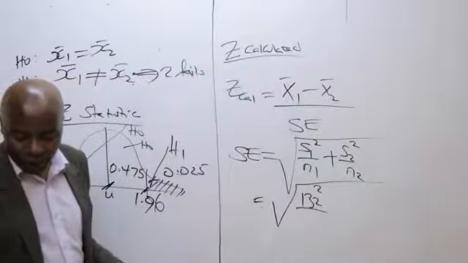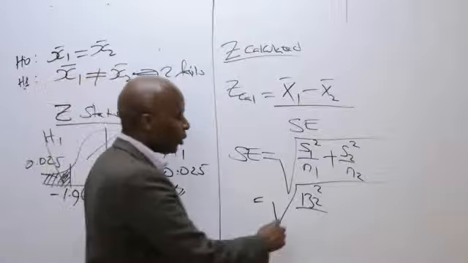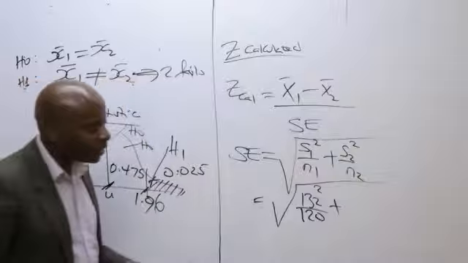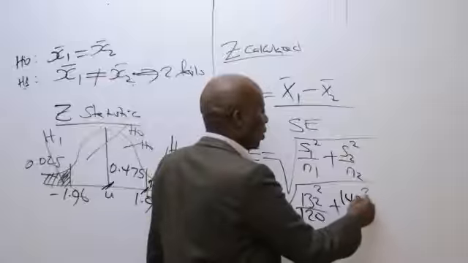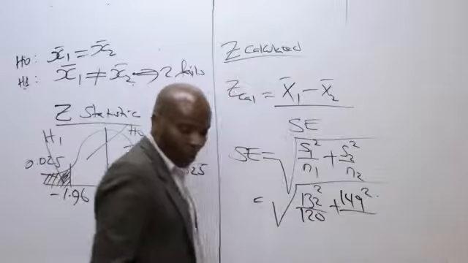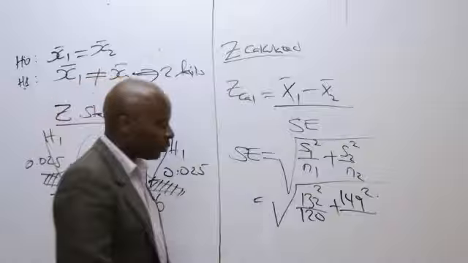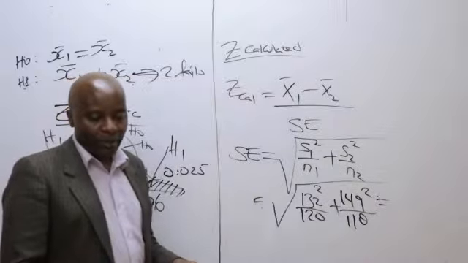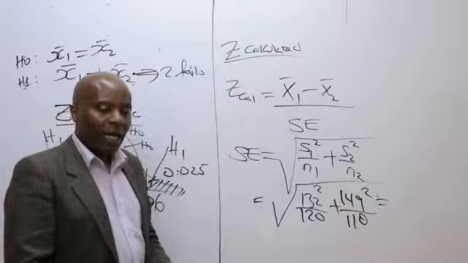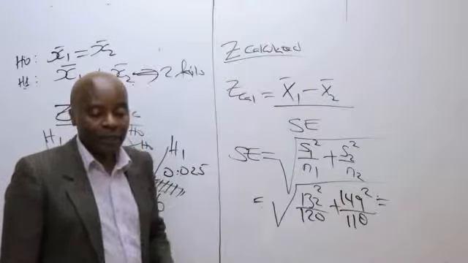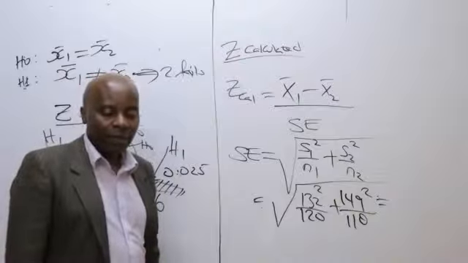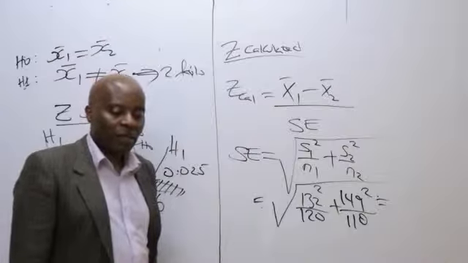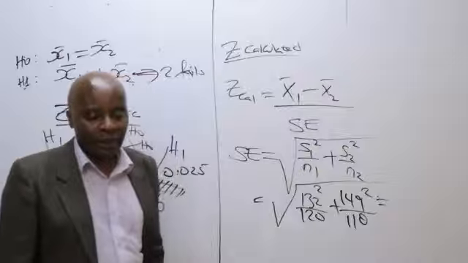N1, sample size 1, is 120, plus, ladies and gentlemen, sample 2, standard deviation is 149, so 149 squared all over N2, which happens to be 110. I'm able to see some students giving me an answer. I'm able to see Denzel and Lokai agreeing on some particular answer. They're giving me 18.63. But I would want to get someone else, apart from the 2, someone else should be able to confirm that answer for us.